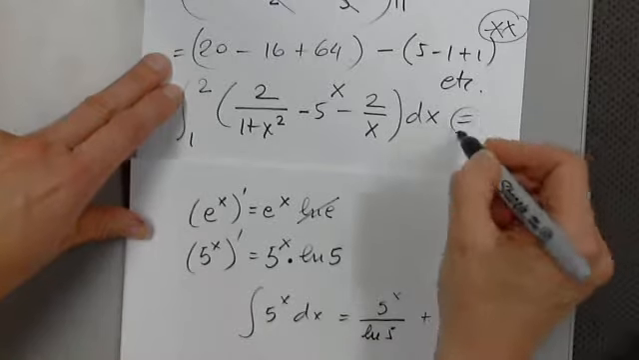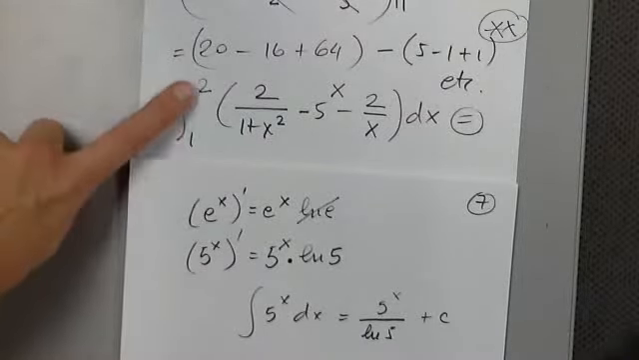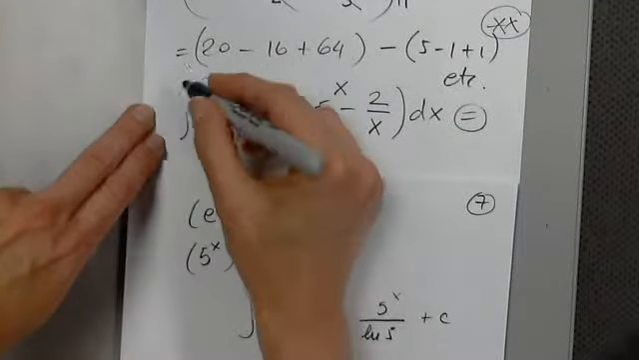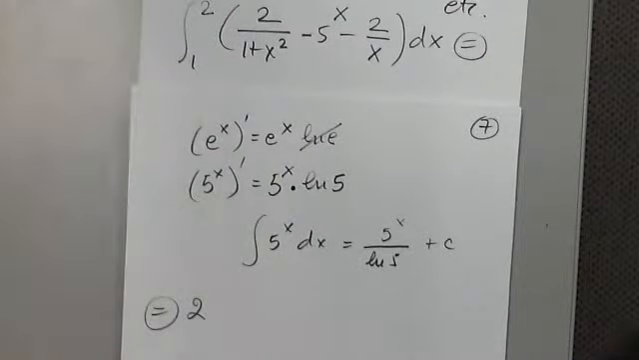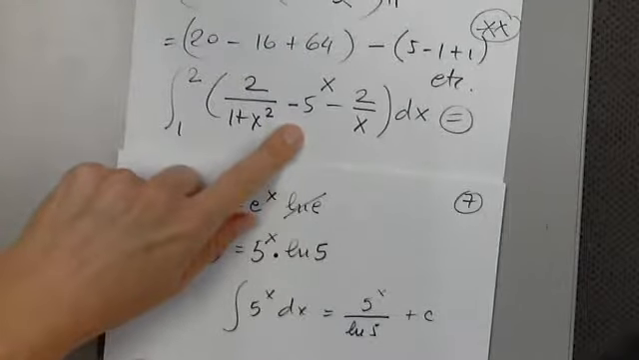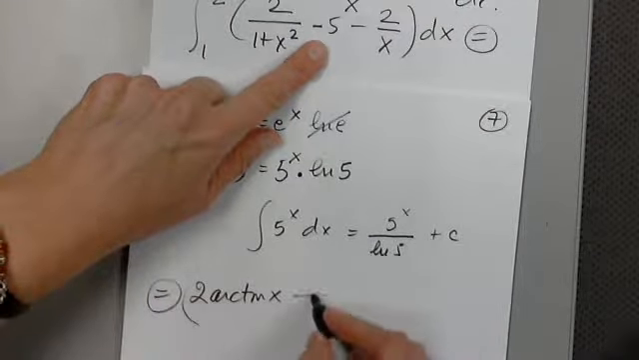Okay, so let's do this together. The integral from 1 to 2 of 2 over 1 plus x squared. Well, remember 2 goes in front. It's just a constant, 2. What do I get? Which function prime is 1 over 1 plus x squared? Perfect. Arctangent x, awesome. Then minus, which function prime is 5 to the x? Exactly.